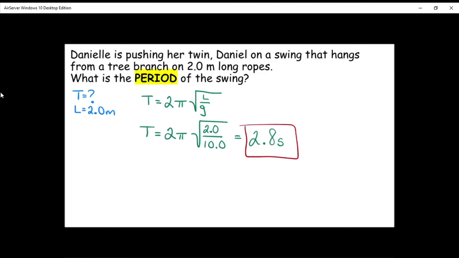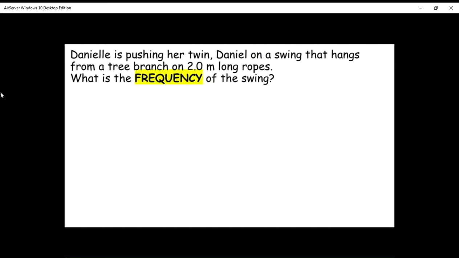All right, let's try another one. Same problem. Danielle is pushing Daniel on the swing, except this time we want to find the frequency. Your turn first. You may need to use your answer from the previous problem.